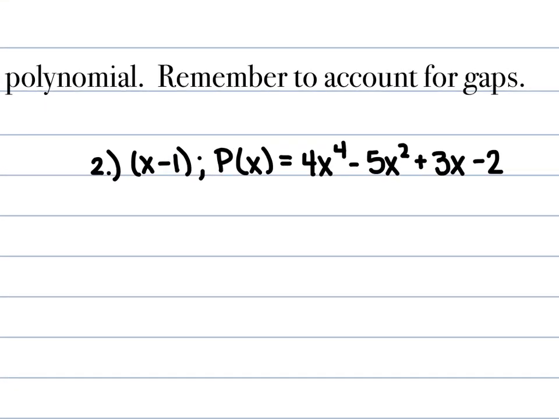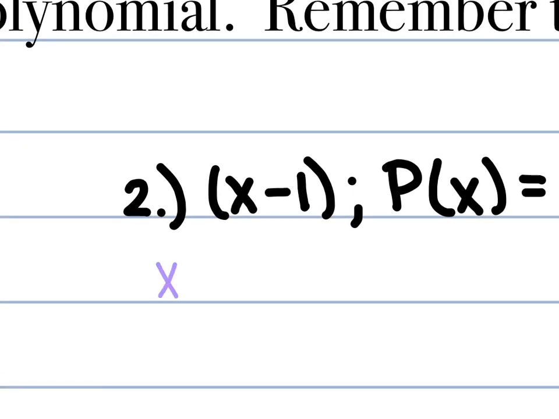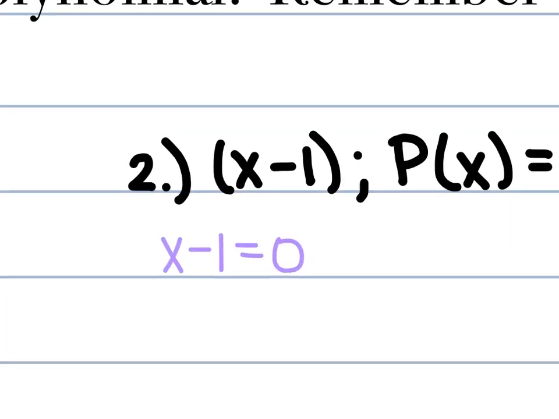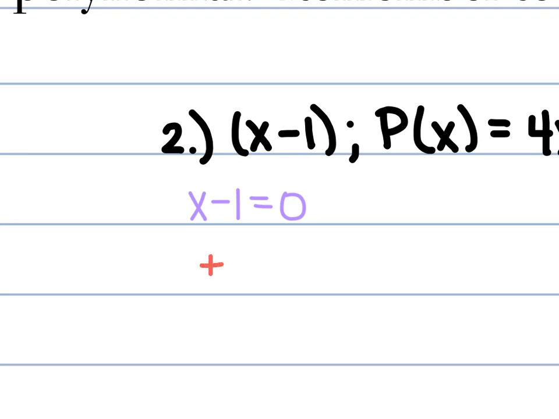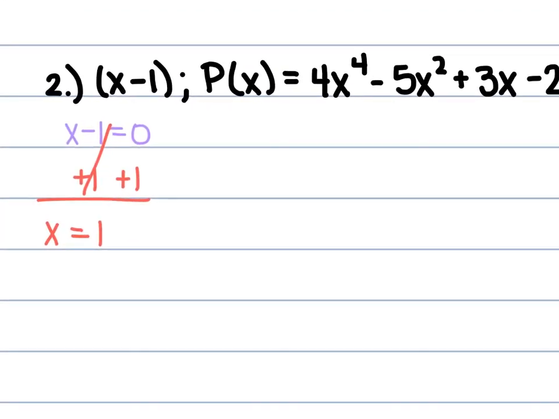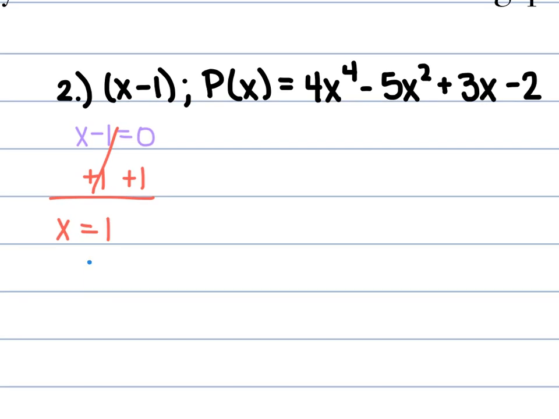For 2, we have x minus 1. We want to set that equal to 0. Solve for x. We're going to add the 1 to both sides. We get x is equal to 1. We're going to use our synthetic division. Put the 1 in our box. We're going to have a 4, a 0, because we don't have an x cubed, a negative 5, a 3, and a negative 2.